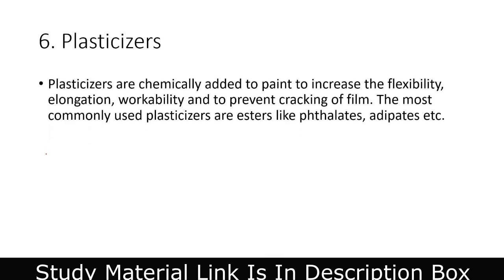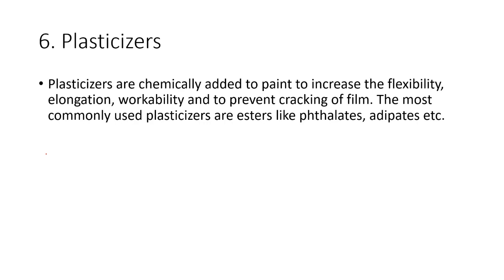So basically the definition is: plasticizers are chemicals added to paint to increase the flexibility, elongation, workability, and to prevent cracking of film. So these are the uses of plasticizers, and the most commonly used plasticizers can be esters like phthalates and then additives, etc. Okay, so these are the most commonly used plasticizers, that is phthalates, additives, etc.